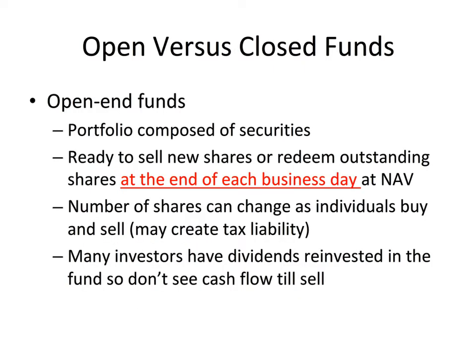A major difference in mutual funds is whether they're an open-ended fund or a closed-ended fund. An open-ended fund is composed of securities, and the number of shares in that mutual fund can change from day to day. New shares can be purchased, and existing shares can be redeemed by those people that own those shares at the end of each business day at the net asset value. Given this, the number of shares can change from day to day as individuals buy shares and sell shares.